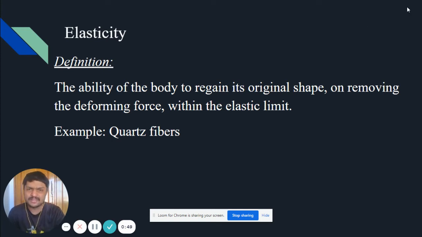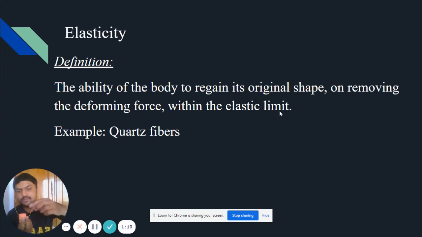So we have three main things: original shape, deforming force, and elastic limit. These are the three keywords. What do you mean by original shape? Imagine there is a slinky like this. This is my daughter's slinky. You have seen a slinky, right? You would have played with this kind of rubber, or you would have seen rubber bands. So those are elastic materials. This is one of the examples of elastic materials.